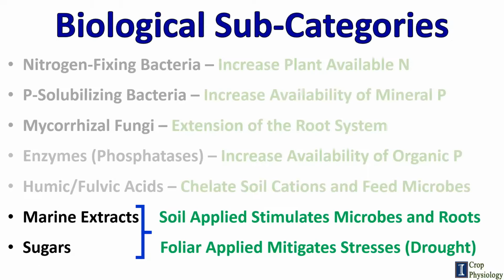And then the last two biostimulants are the marine extracts and the sugars. I place these two together because they kind of do the same things, just different products. If we're applying them to the soil, we're going to stimulate the microbes and the roots. And if we're applying them foliar, it's going to be largely a mitigation of stress. And most often what you'll see a response to is drought.